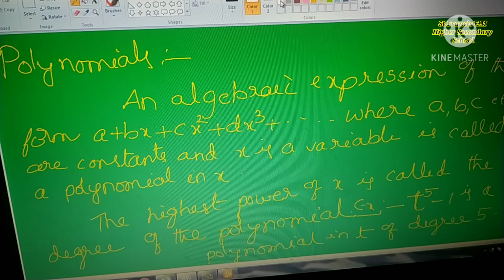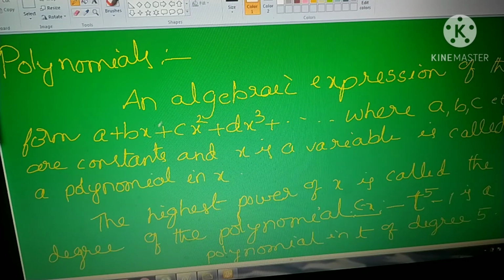We will talk about polynomials. What is a polynomial? An algebraic expression of the form a plus bx plus cx square plus dx cube and so on, where a, b, c are constants. The constants are numbers here, and the variable is x. These types of algebraic expressions will be called polynomials.